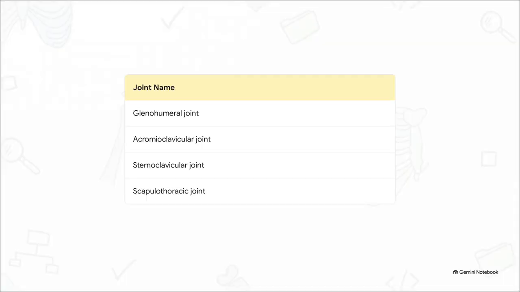When we talk about the shoulder, we're actually talking about 4 distinct joints all working in harmony. Beyond the glenohumeral joint, we've got the acromioclavicular, or AC joint. That's where the acromion of the scapula meets the clavicle. As coders, you see this area targeted constantly for arthritis treatments or decompression procedures.